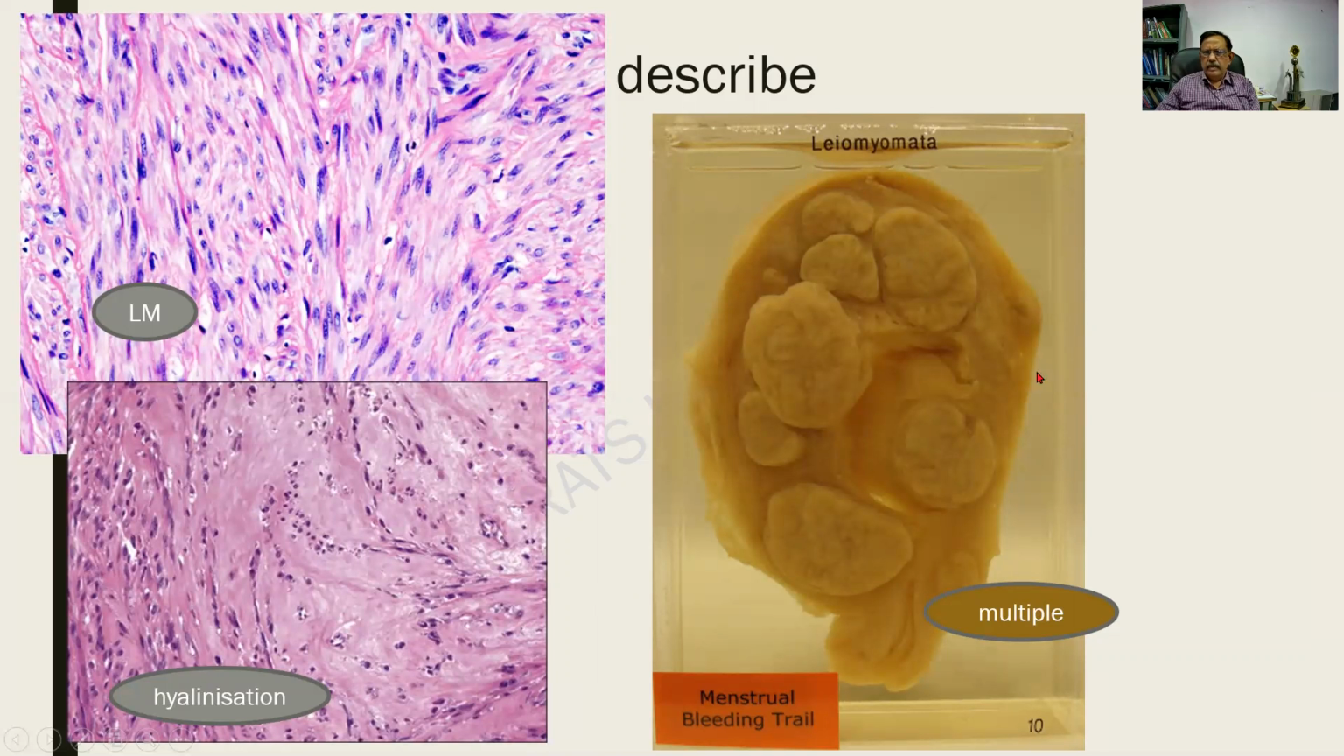A beautiful mounted specimen which I picked up, multiple leiomyomata, and the endometrial cavity is totally indistinct. Multiple fibroids of varying sizes, classical whorled appearance, and well demarcated.